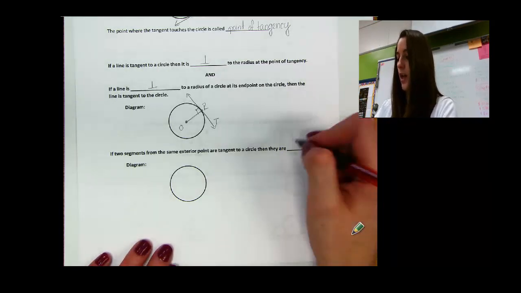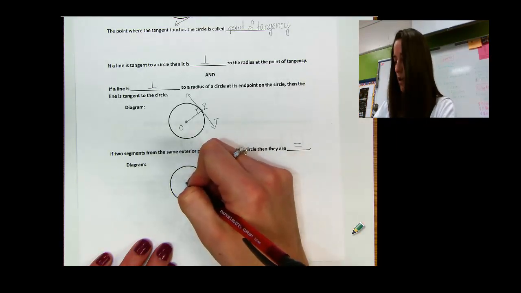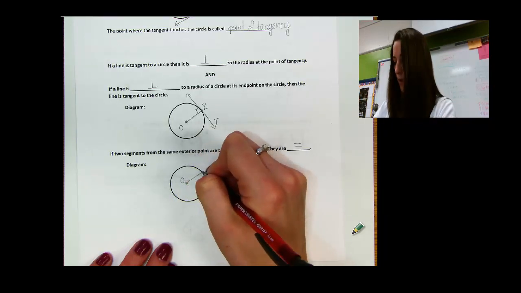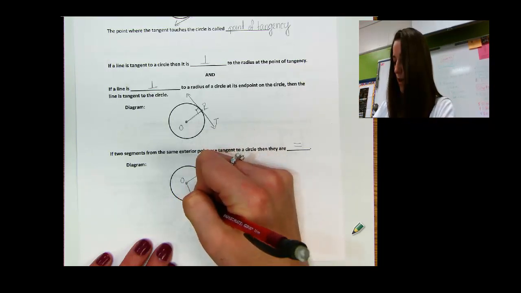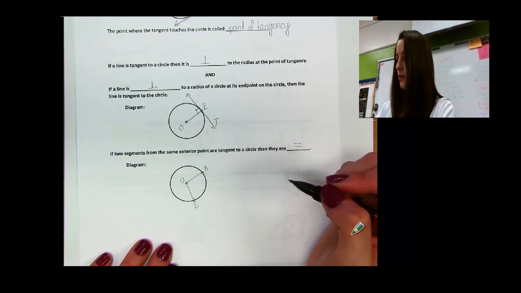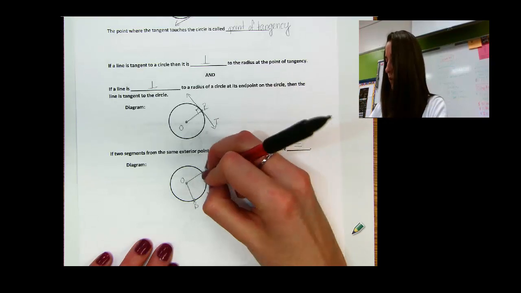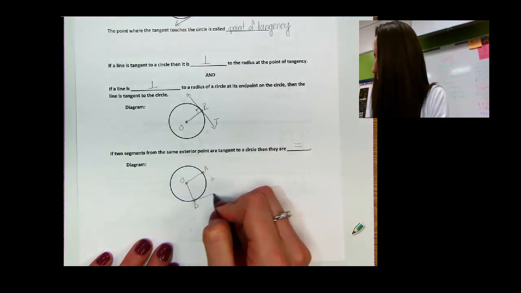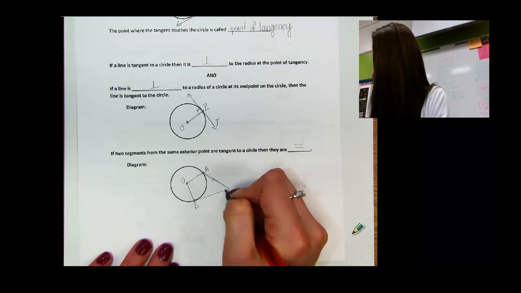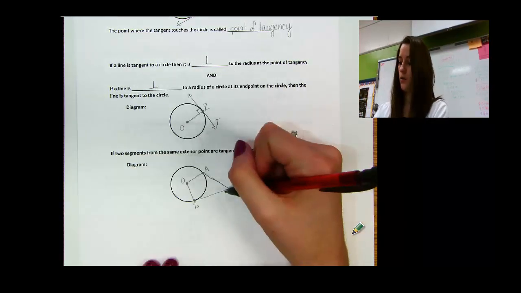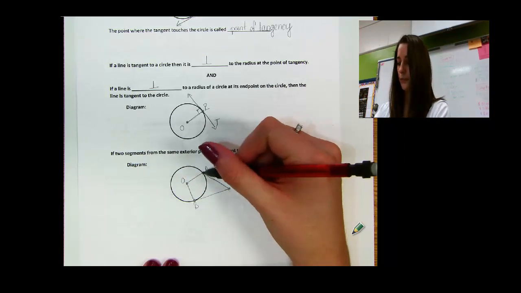Now let's look at some segments. If two segments from the same exterior point are tangent to the circle, then they are equal. So let's look at circle O. We're going to look at points A and B. So these two lines are tangent to the circle.